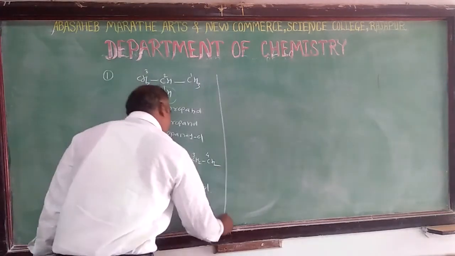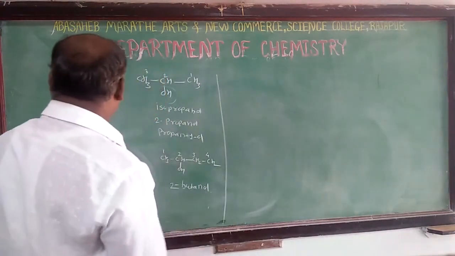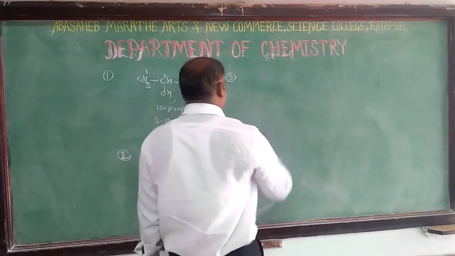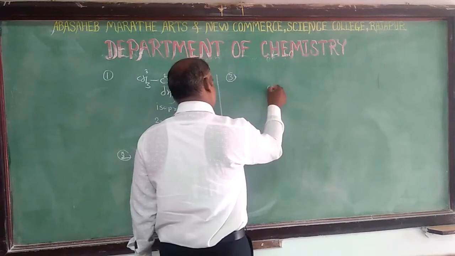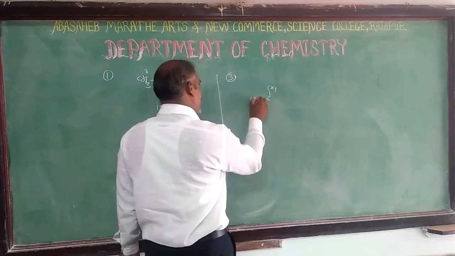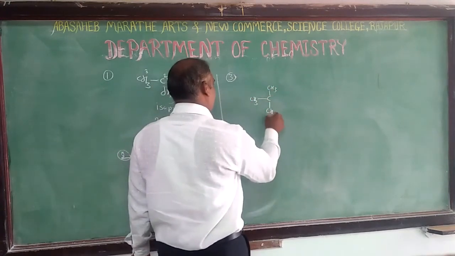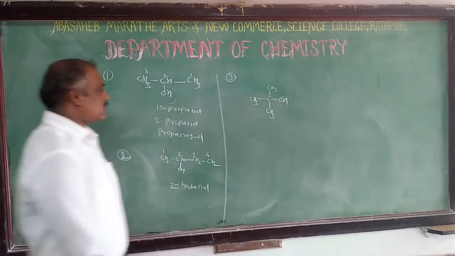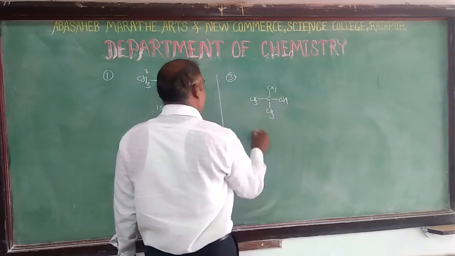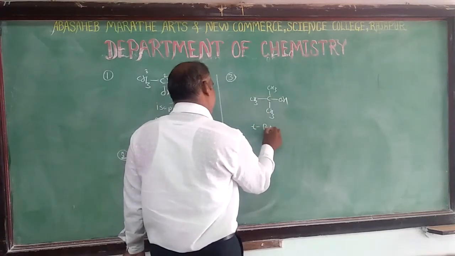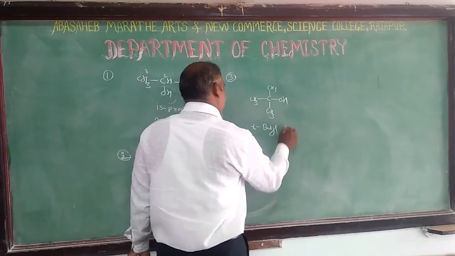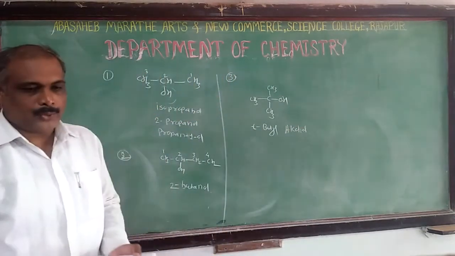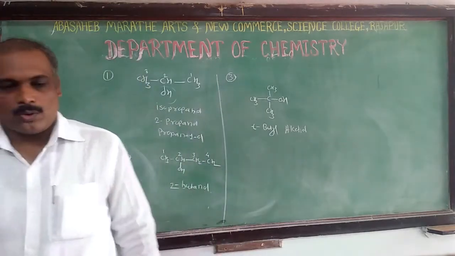Then we have seen the next example, tertiary alcohols. This is a tertiary alcohol. So what is the name? Tertiary butyl alcohol.